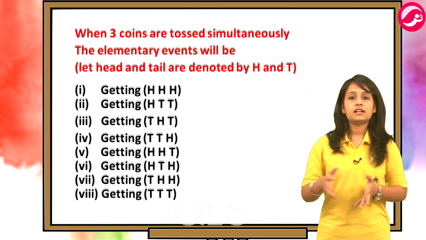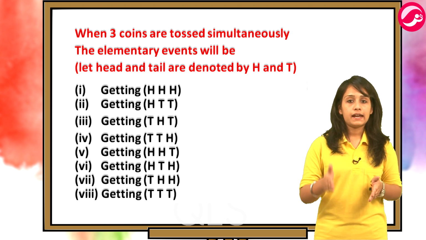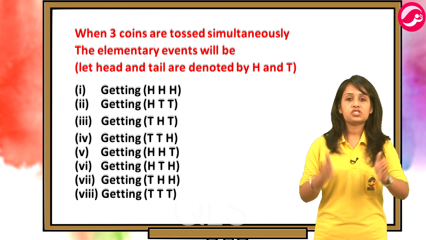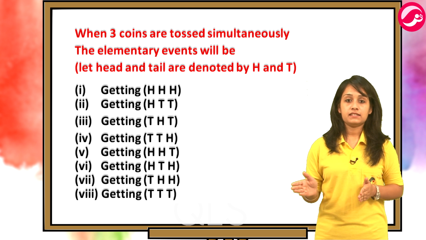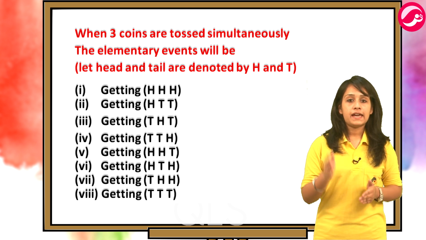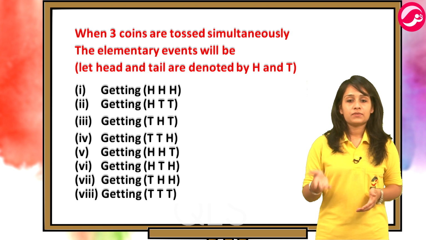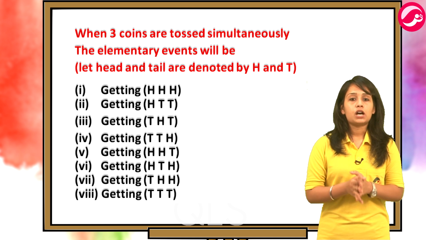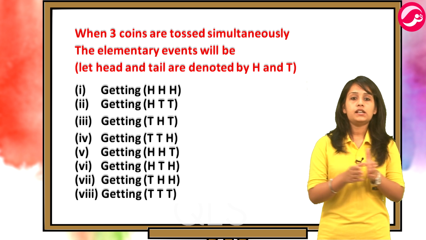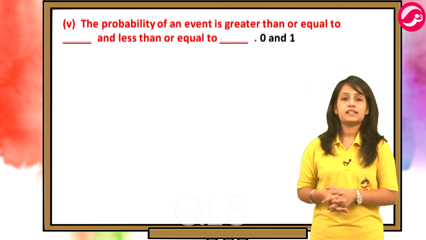Now when 3 coins are tossed simultaneously, the elementary events will be, letting head and tail denoted by H and T, we can get HHH, that is heads, heads, heads, HTT, which is heads, tails, tails, or THT or TTH, HHT, HTH, THH or TTT. So I hope now you got the concept that हर individual occurrence एक elementary event होता है. So let's get back to completing the statements.